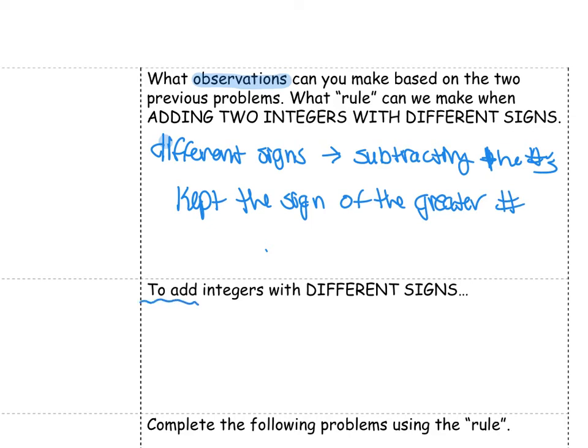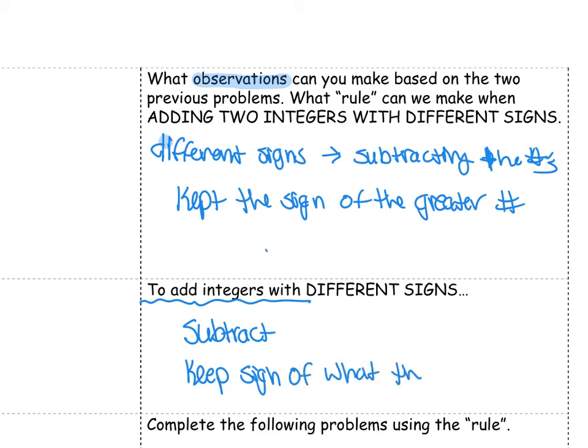And so really, that's the rule. To add integers with different signs, you subtract and keep the sign of what there's more of. So if there's more negatives, we're going to be left with negatives. If there's more positives, we're going to be left with positives.